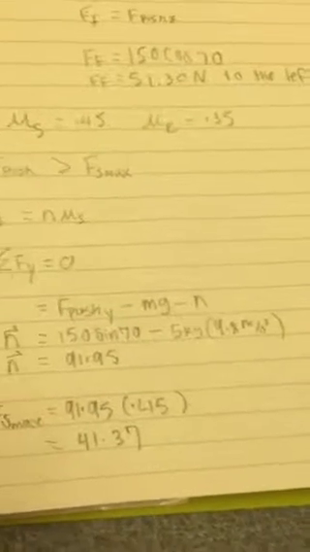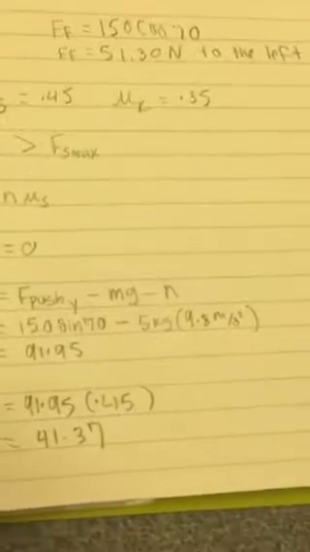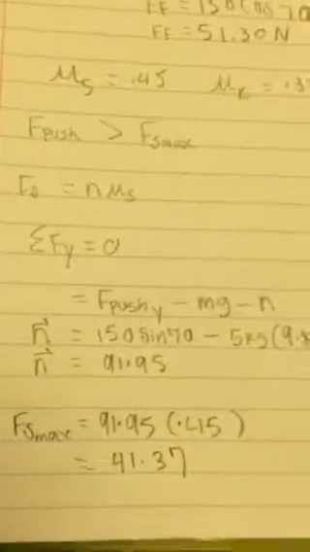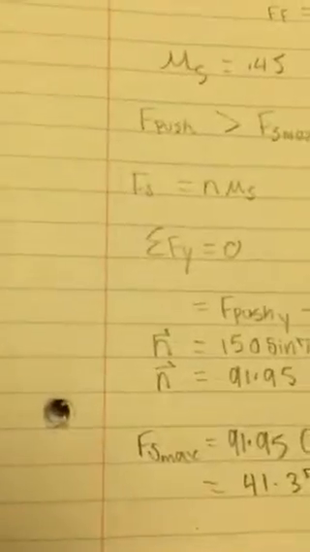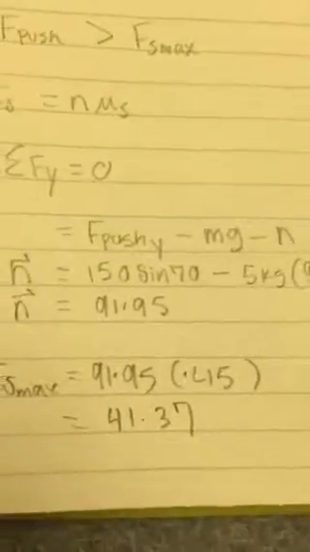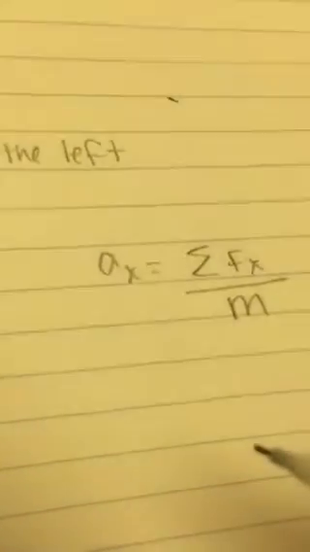And then we know that our x component of the force of the push is 51.30 newtons, and since that's greater than the force of static friction, that means it's been overcome and the object is now in motion. So it's accelerating to the right. And now we want to find out how much it's accelerating by. Well, we know that acceleration in the x direction is equal to the sum of the forces in the x direction divided by the mass.